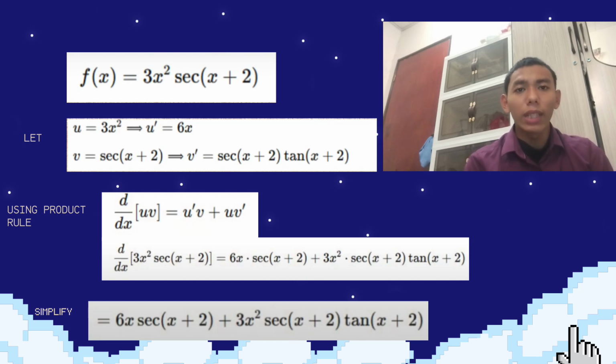After we substitute into the formula, we just have to simplify the equation. So we will get the answer, which is 6x sec(x + 2) plus 3x squared sec(x + 2) tan(x + 2). That is the answer for question 1.